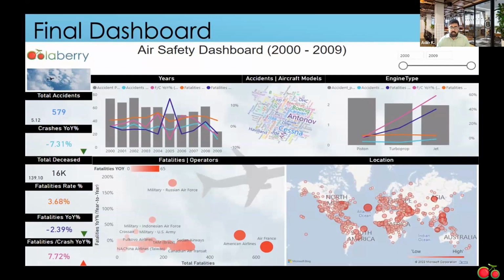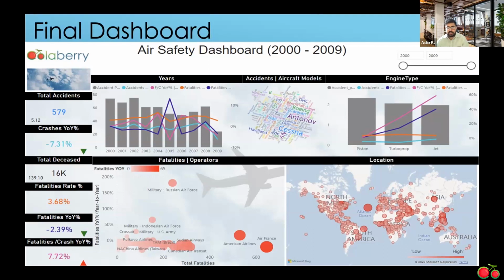The first visual is accidents per year, and it shows all the key KPIs that are being measured. The second visual is a word cloud, which shows the total accidents with the respective aircraft models. The third visual is also similar to the first one, but in this one, we are seeing accidents per month that are caused by the different engine types.